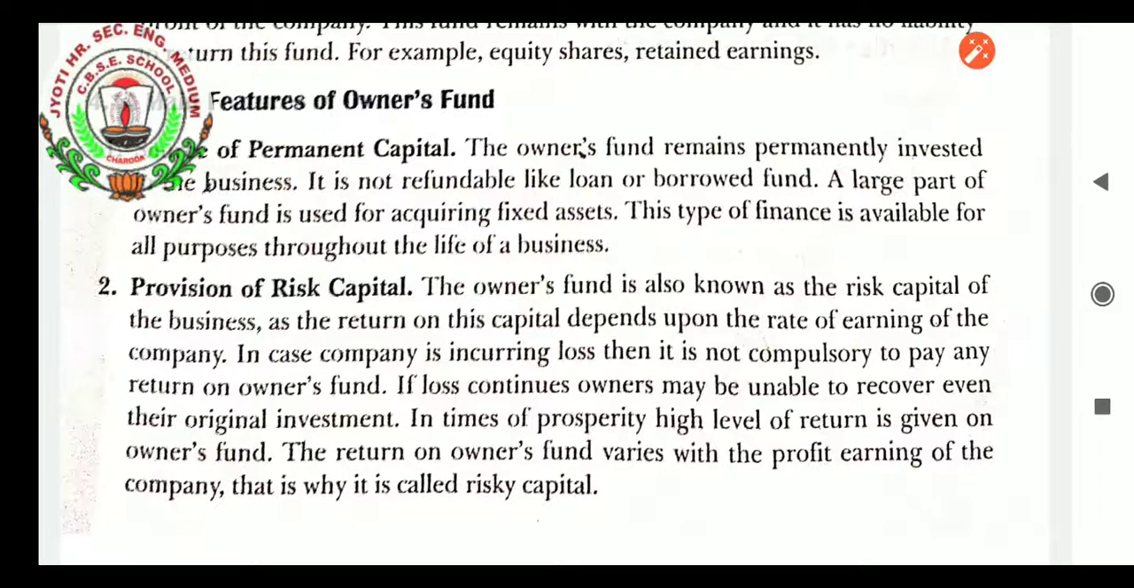So there are two things. When there is a boom period, surplus profit is shared among the owners, and when there is a loss situation, that also has to be borne by the equity shareholders or the owners of the business. The return on owners fund varies with the profit earning of the company. That is why it is called risky capital.